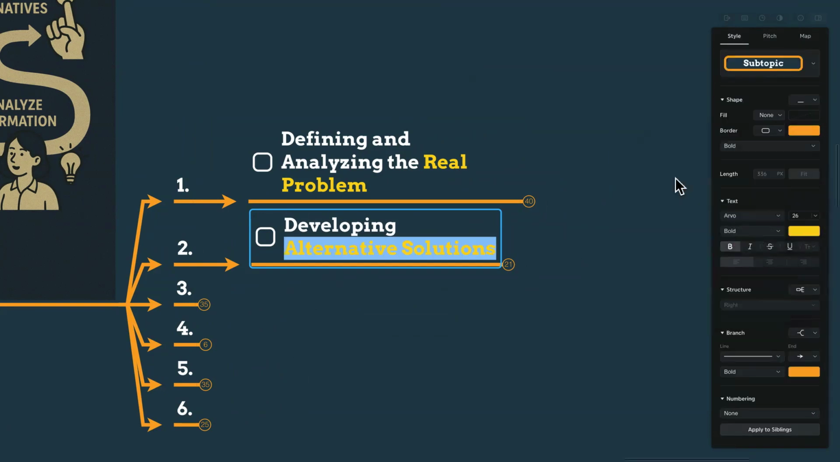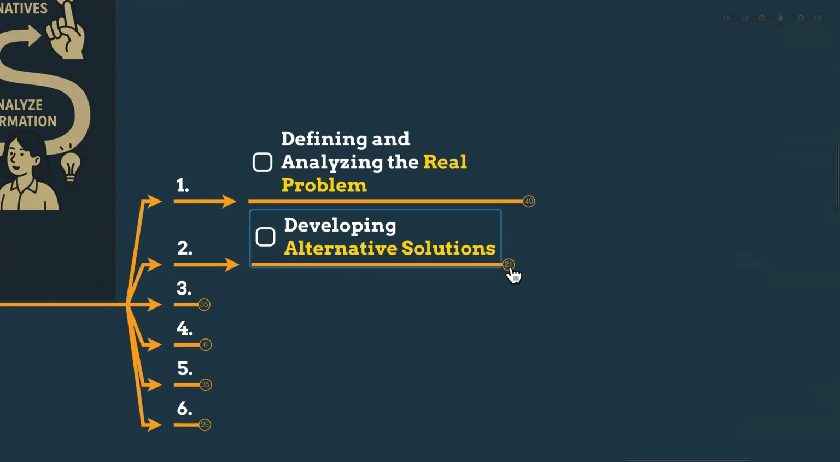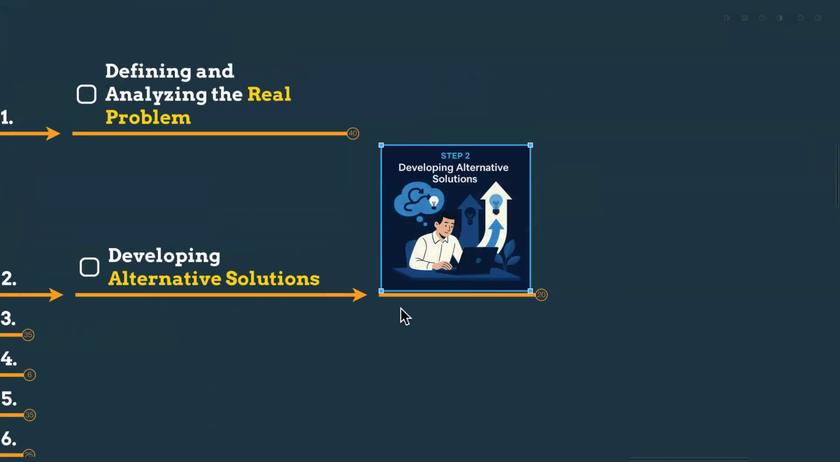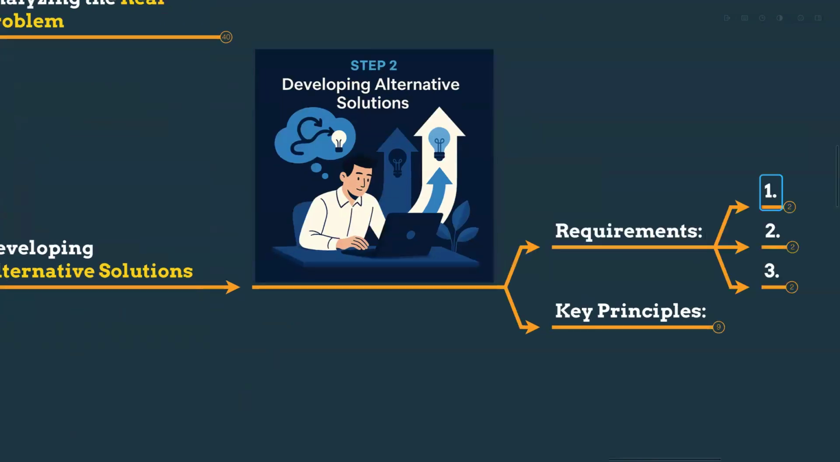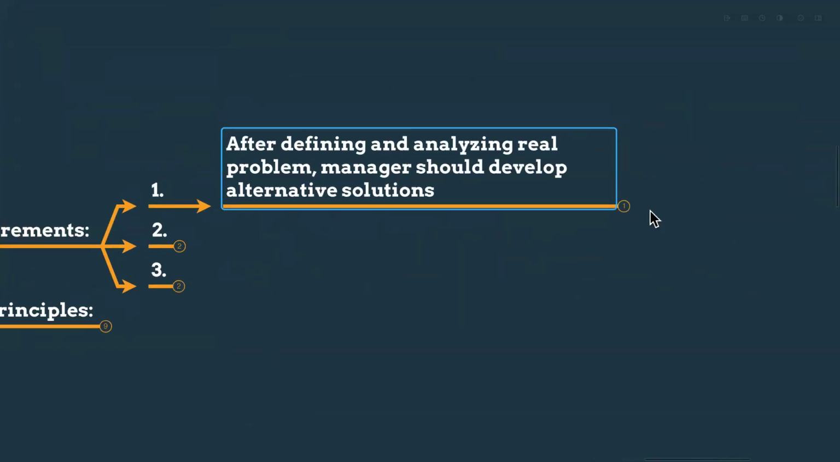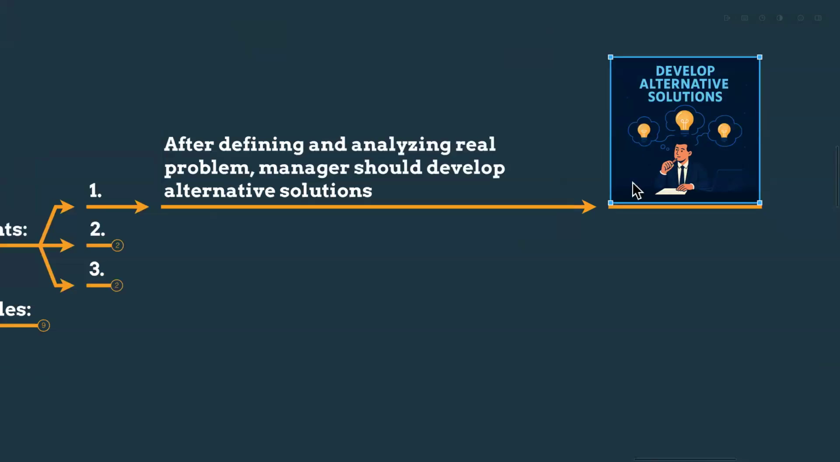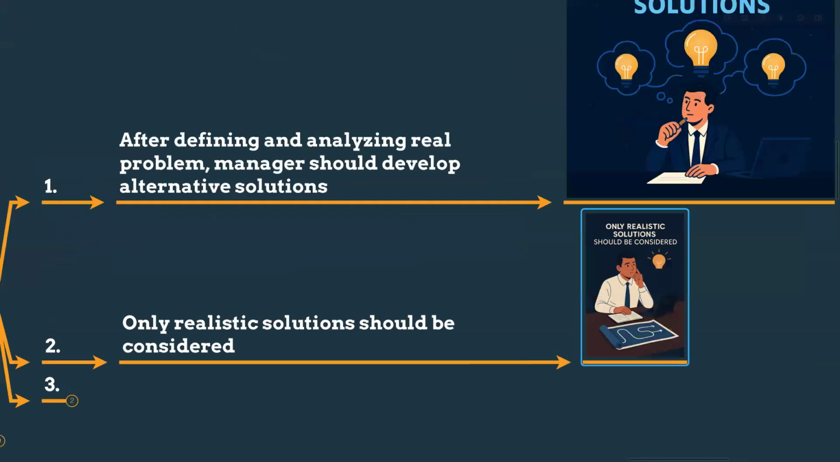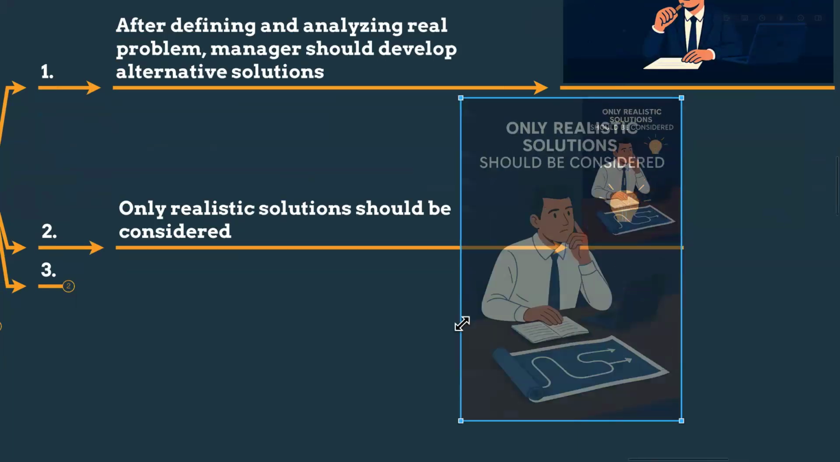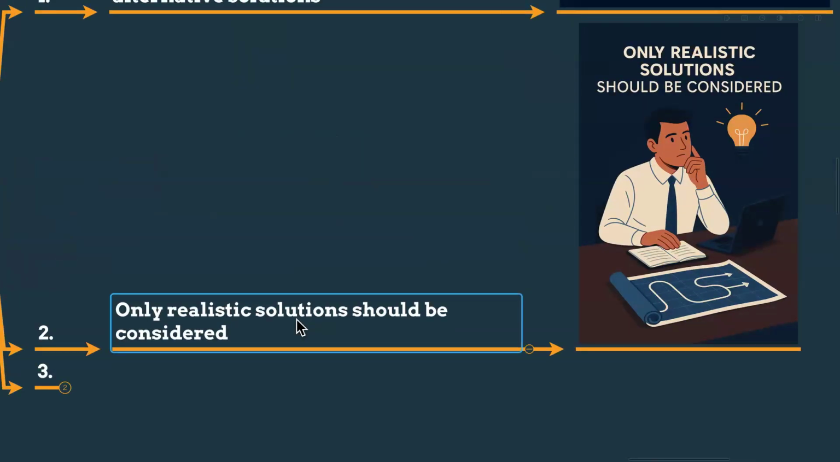And the real problems, okay, what are the alternative solutions for those real problems? You have to develop those alternative solutions, right? So the requirements are, after defining and analyzing the real problem, managers should develop alternative solutions. You have to think of alternative ways to solve that problem. Only realistic solutions should be considered.